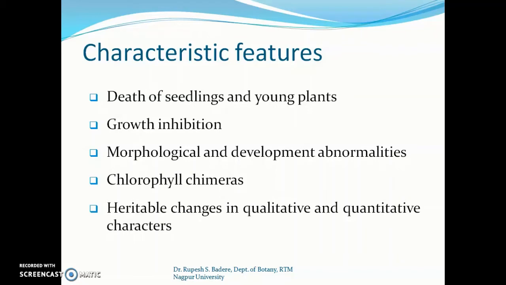Then you can also find morphological and developmental abnormalities in the plants. Then you will also find the chlorophyll chimeras. There would be various streaks or sectors, mostly on the leaf, but they can be on the stem also if the stem is herbaceous. So you find chlorophyll chimeras of various sorts. Occurrence of those is also an indication that your treatment is successful.